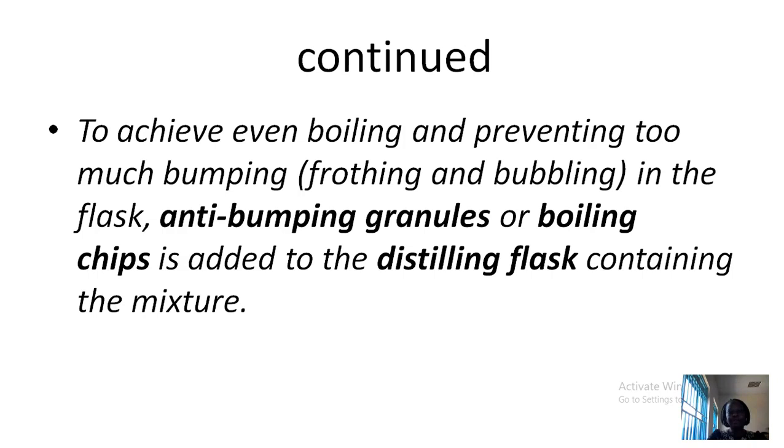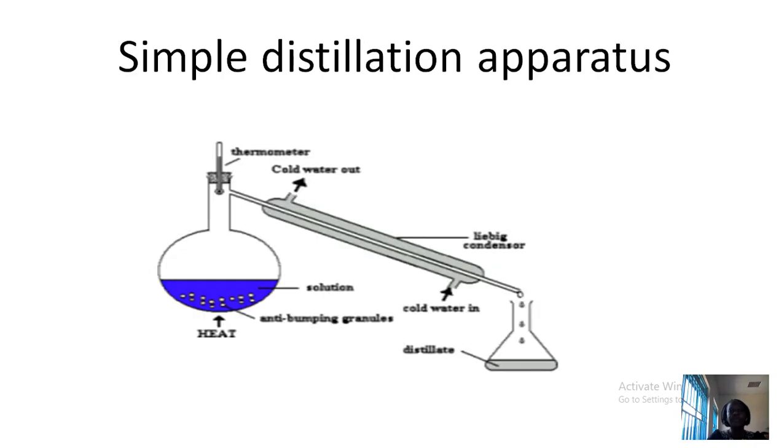To achieve even boiling and prevent too much bumping, which is frothing and bubbling in the flask, anti-bumping granules or boiling chips are added to the distilling flask containing the mixture. So below is the setup of a simple distillation apparatus. You can see we have the distillation flask. Attached to the distillation flask is the thermometer. It is supposed to record the temperature, and the anti-bumping stones are supposed to prevent the liquid from frothing to and fro.